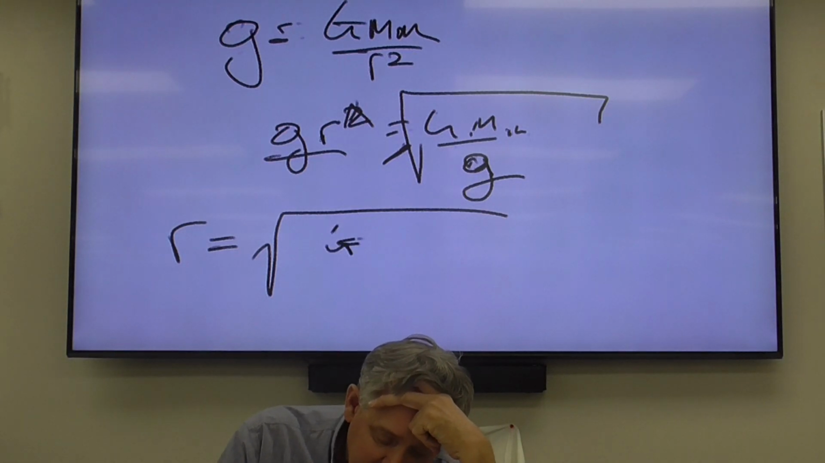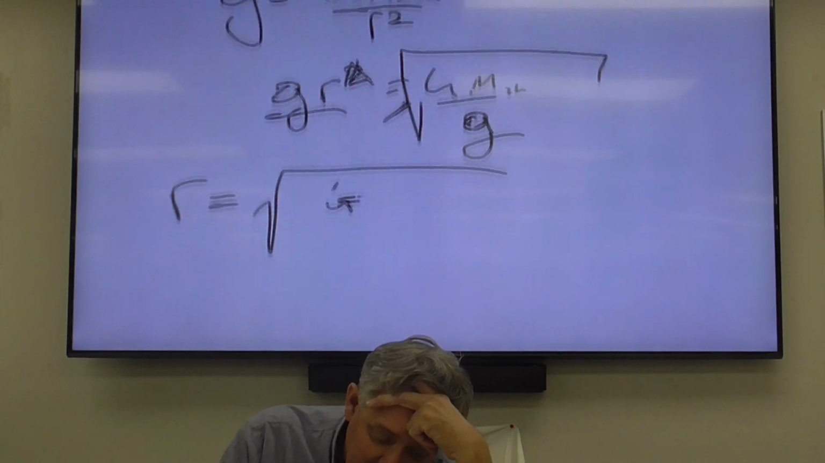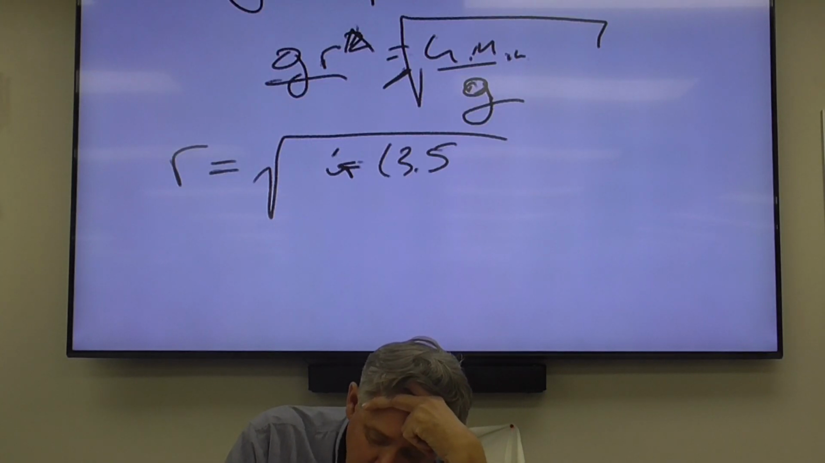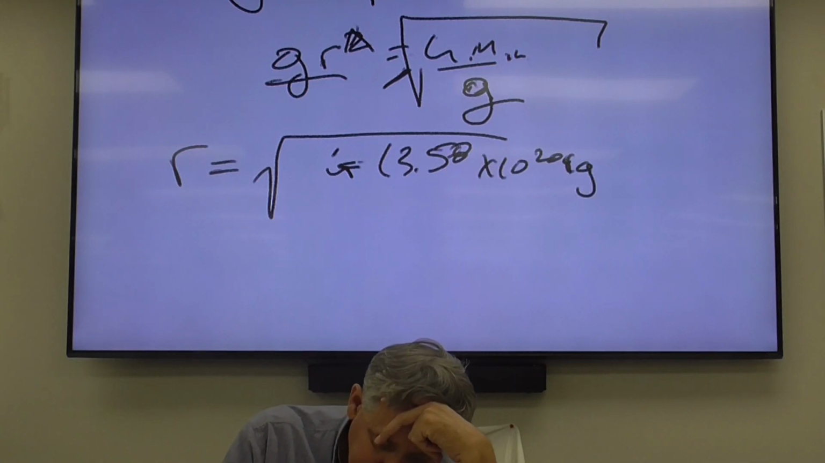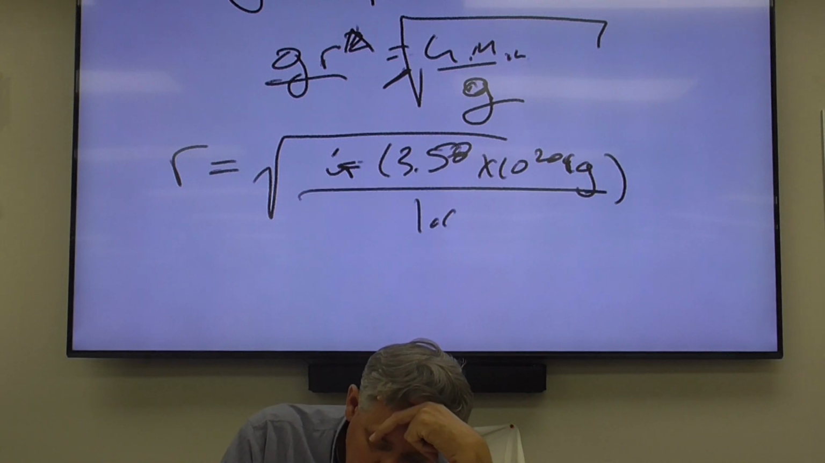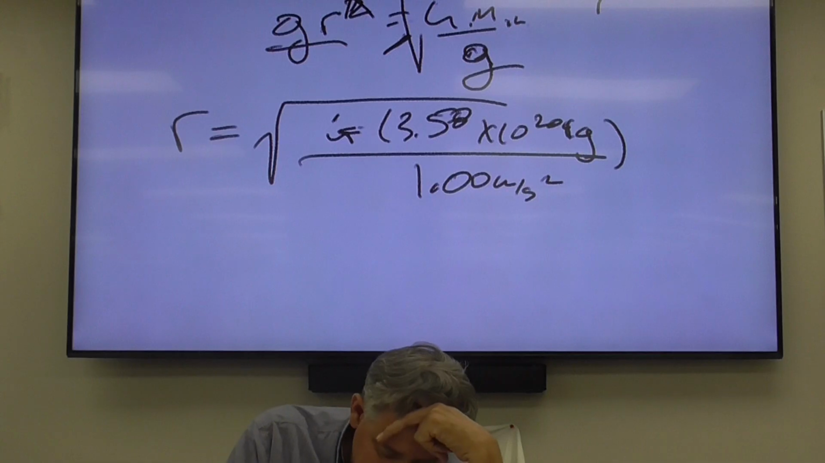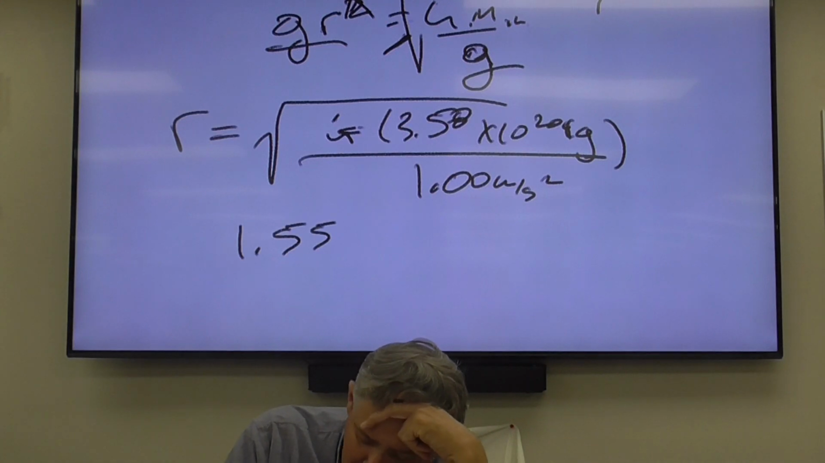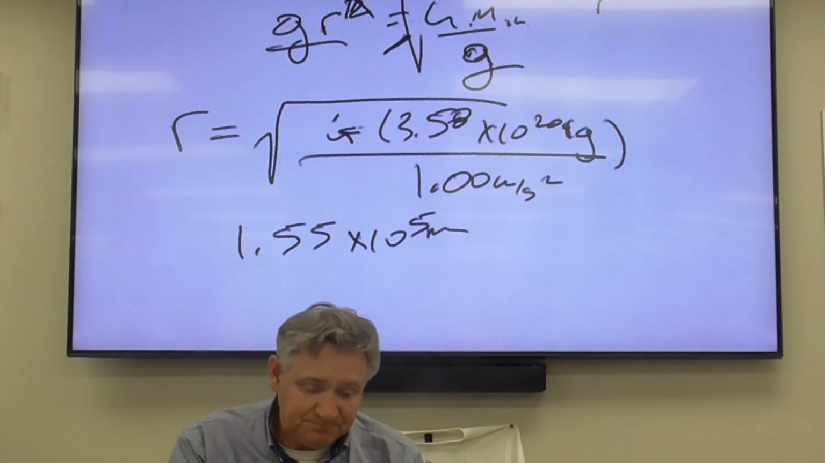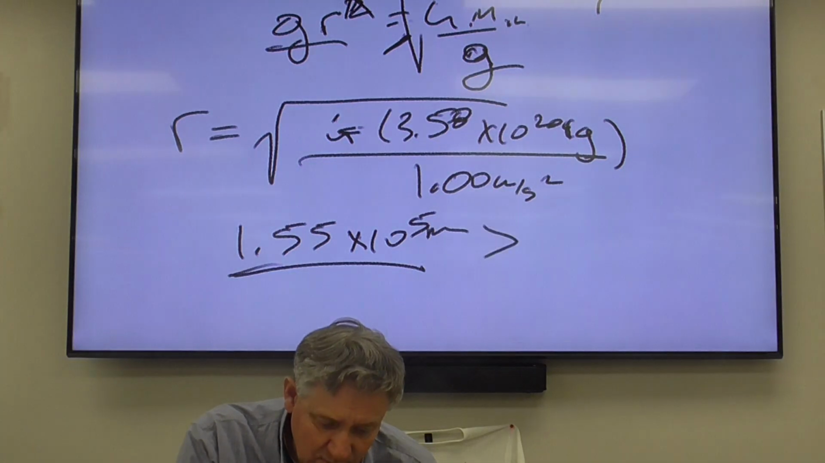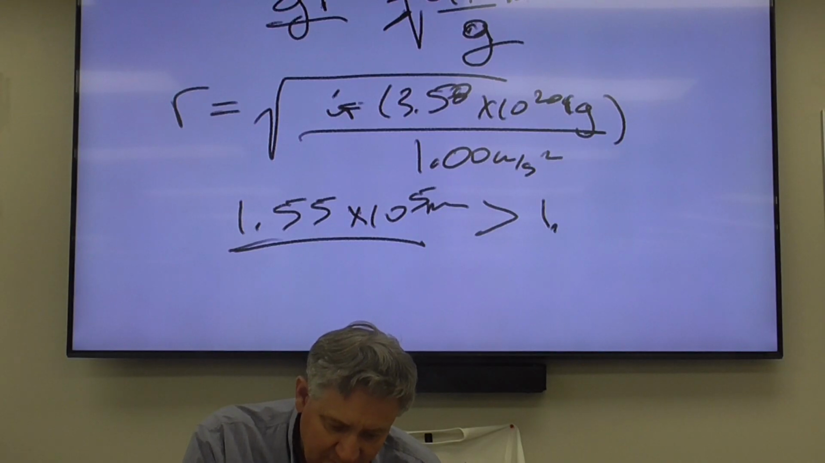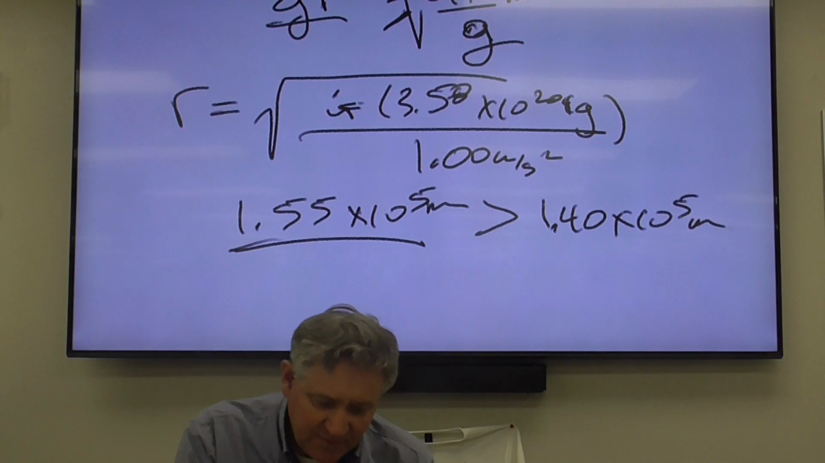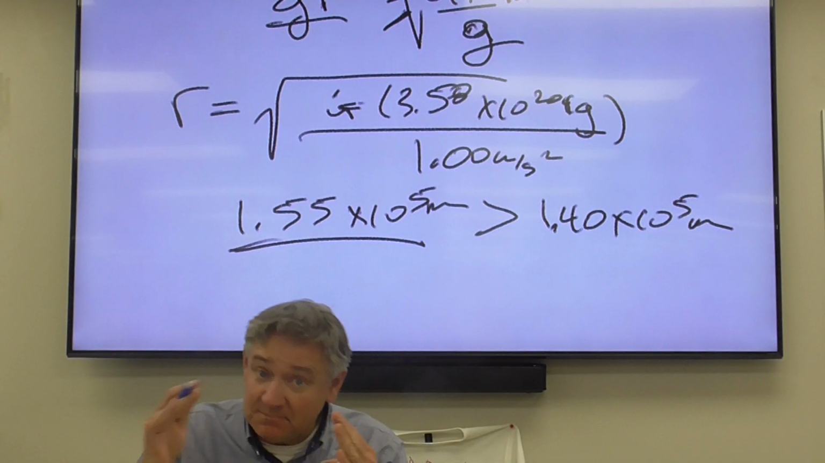So I got big G. You have to use the mass of the moon, which we just found to be 3.58 times 10 to the 20th kilograms, divided by 1 meter per second squared. And if you do this, you get 1.55 times 10 to the 5th meters. Now, what you'll notice, oddly enough, is that this is greater than the radius of the planet itself, which we said was 1.40 times 10 to the 5th meters. So that should make sense.